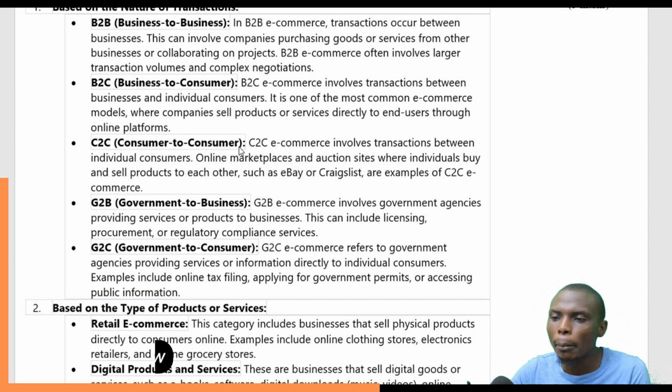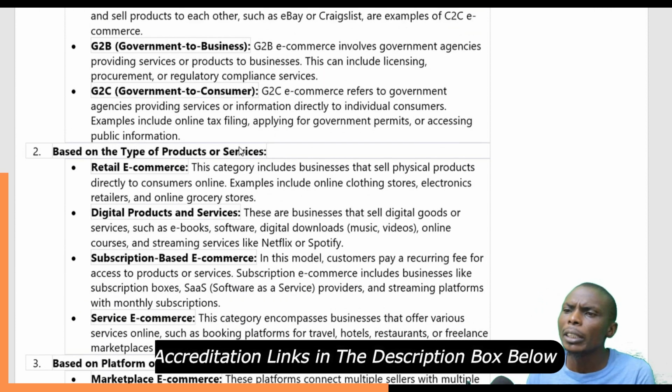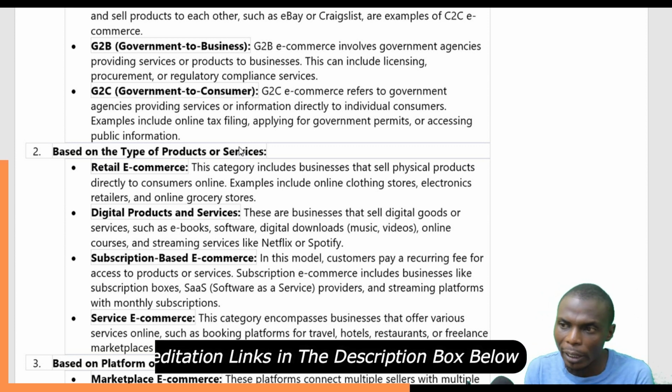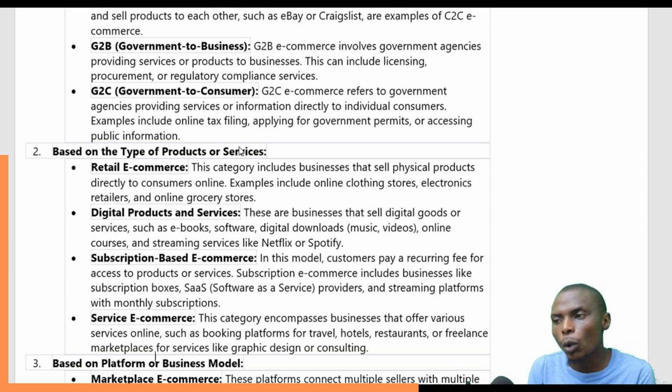We can also base them on the types of products or services that are offered. So if you base them on type of products or services, then we can talk about retail e-commerce. This category includes businesses that sell physical products directly to consumers online. For example, we can have those who sell products like clothes online, electronics, gadgets, online groceries. So that is retail e-commerce.